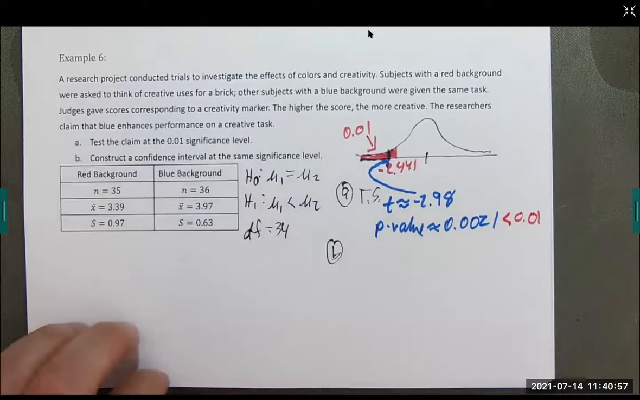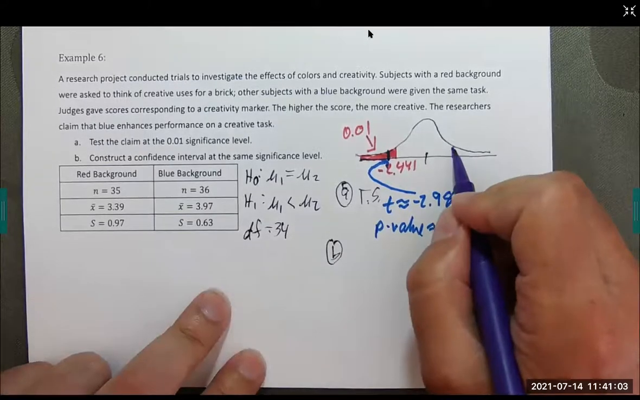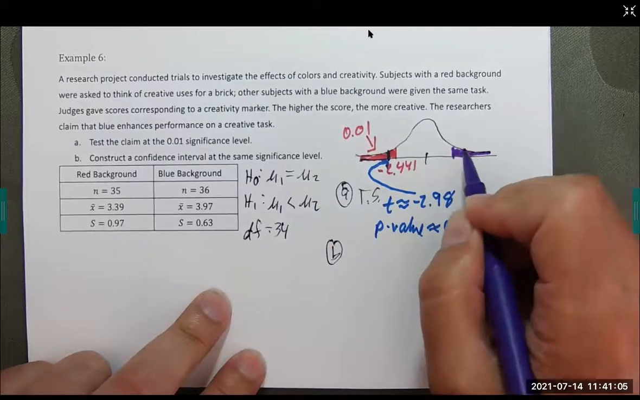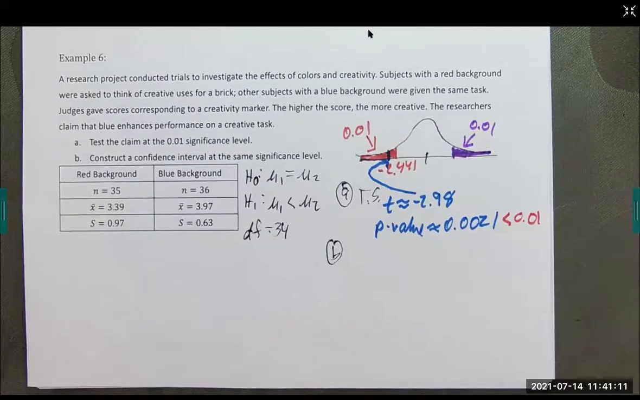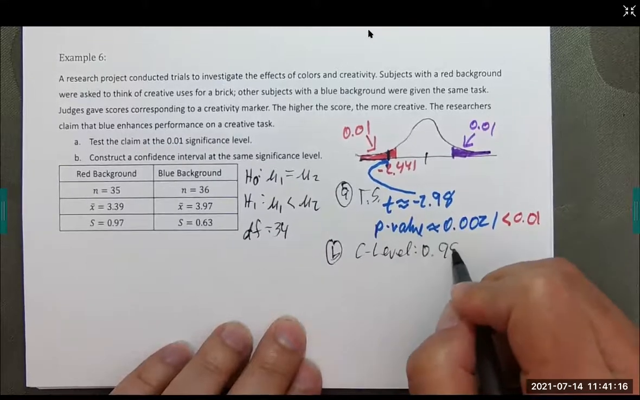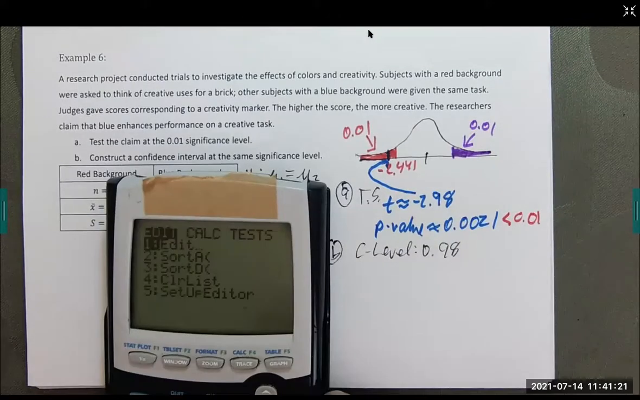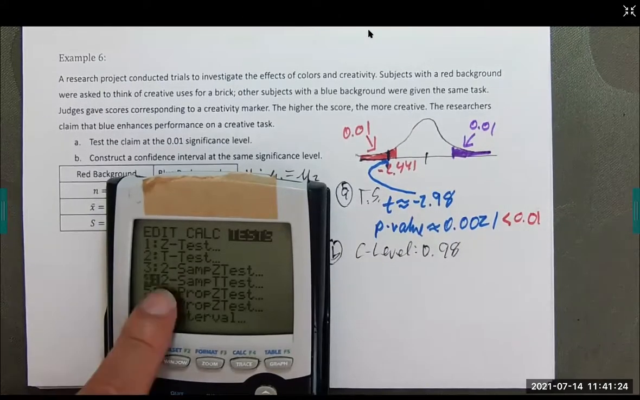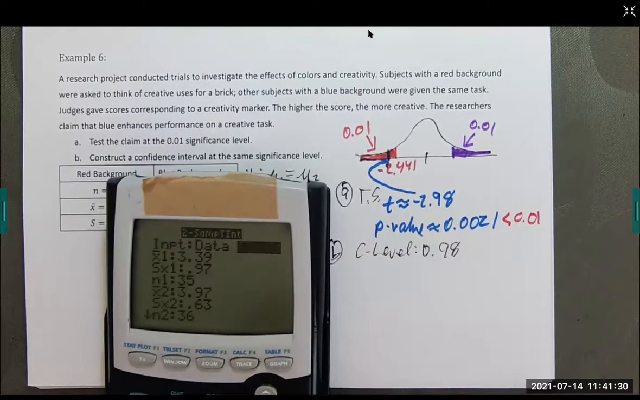Where we do a confidence interval at the same level. Now, once again, we need to add a second tail here. So our C level is once again 0.98. So let's go ahead and run it. Stat, go down not to 2-sample t test, down to 2-sample t interval. And all the data is there again, which is nice. C level, it's again also 0.98.